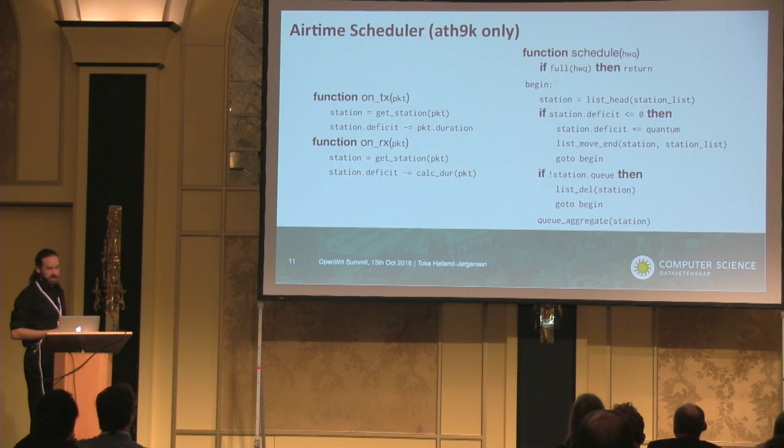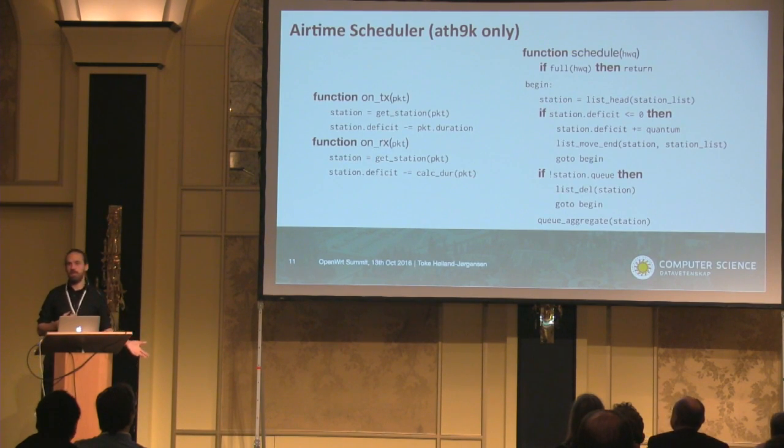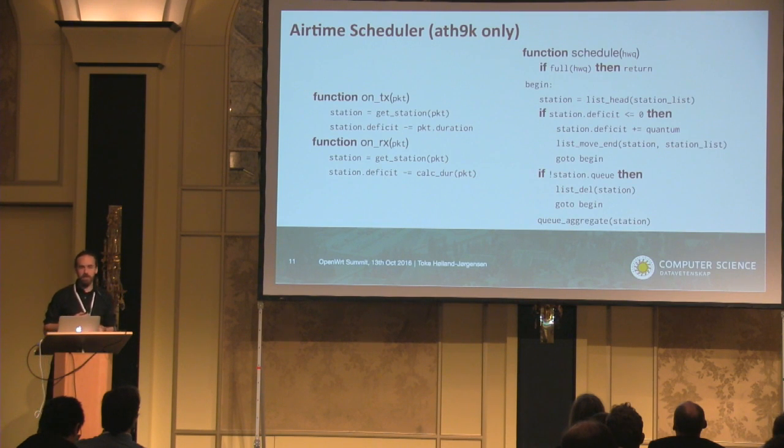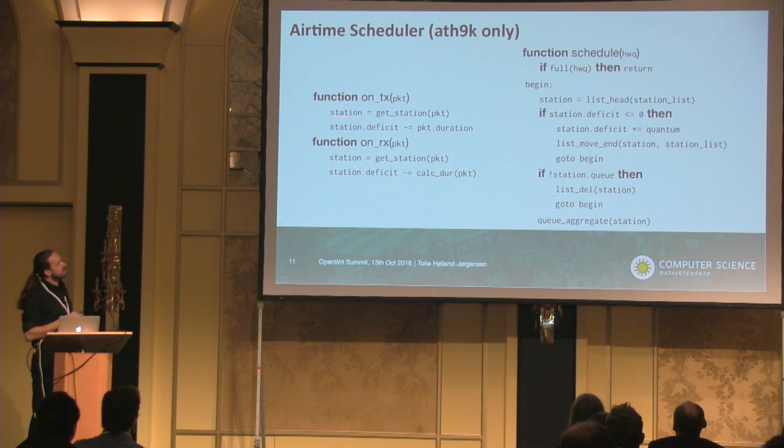The second thing we did is a scheduler-based approach to enforce airtime fairness. This is ath9k only at the moment. So this is, of course, a bit of a simplified version of it, but basically on the left-hand side here, you can see we measure on every transmission, and every time we receive a packet, we figure out which station did it come from or is it going to, and then we calculate in the station a deficit of how much time you have spent transmitting, and we just account the duration of the packet to that station every time we get a packet.